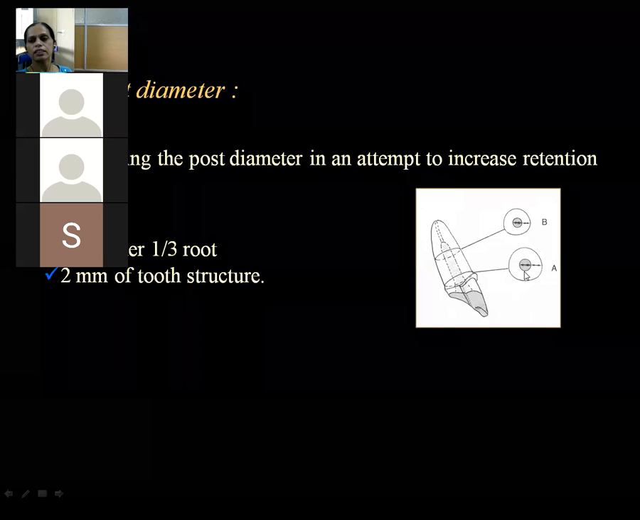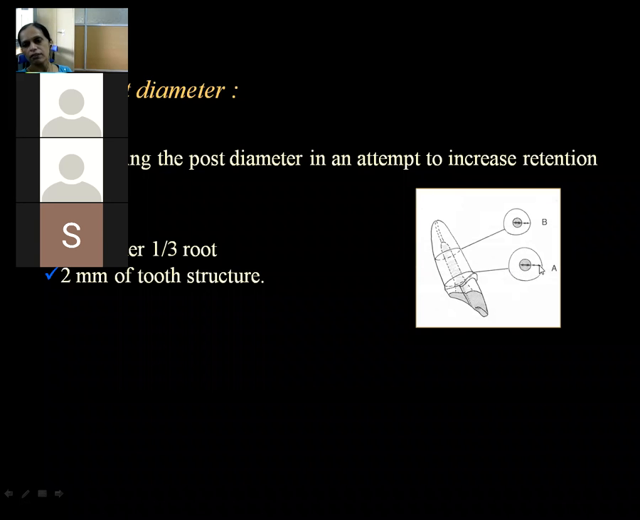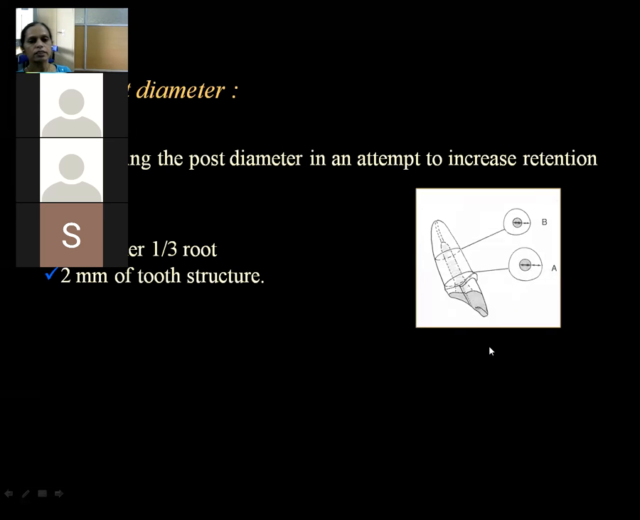Or you can say the post should not be more than 1/3 of the diameter of the root. Means, what is the diameter of the root? So it should not be more than 1/3 of the diameter of the root. Suppose this is 15 millimeter, the post diameter should not be more than 5 millimeter.